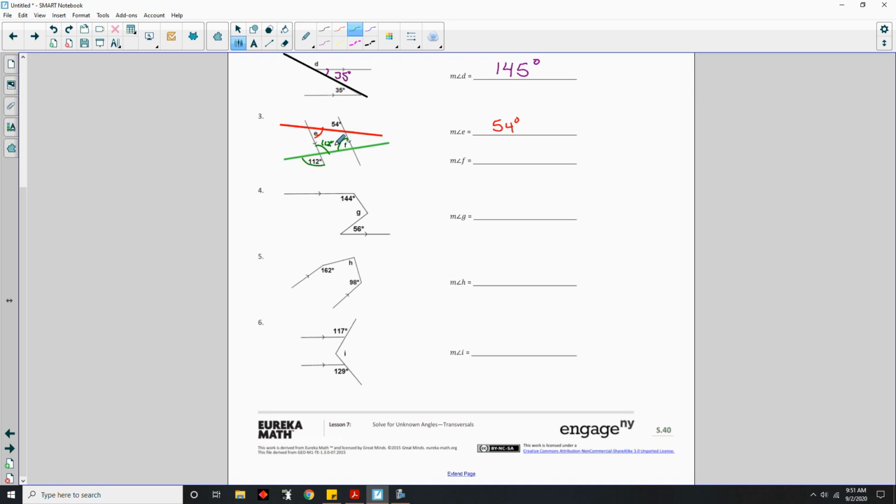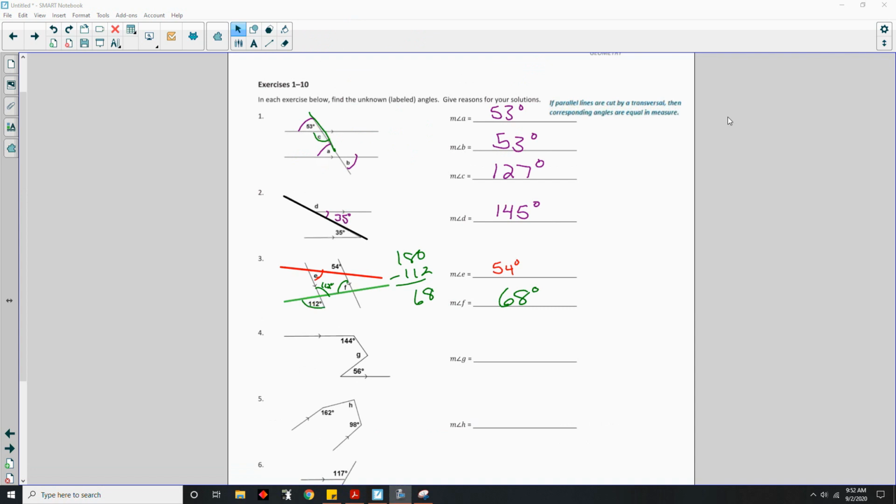And now I have same side interior, which are supplementary. So 180 minus 112, 10 minus 2 is 8, 7 minus 1 is 6. The measure of angle F is 68 degrees. All right, I'm going to give reasons. I'm going to go back to one, measure angle A.